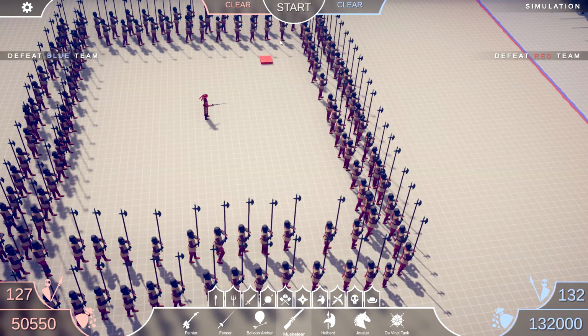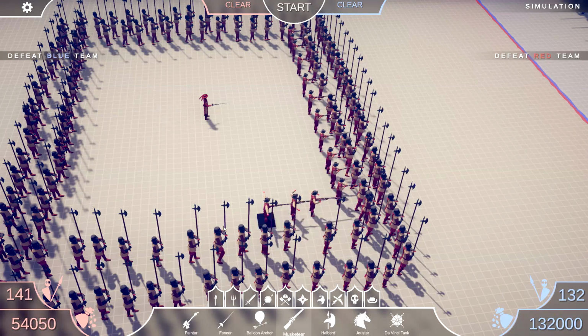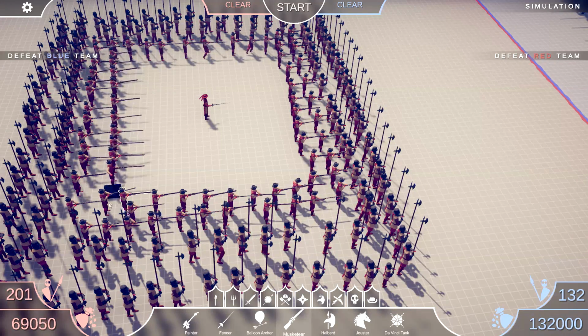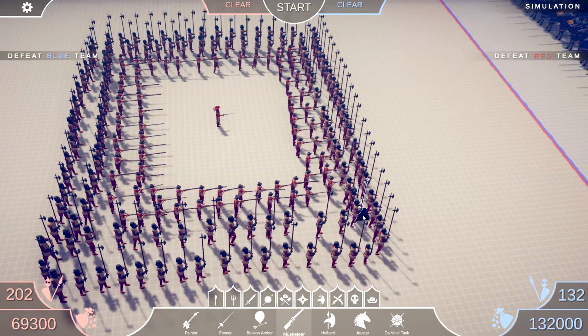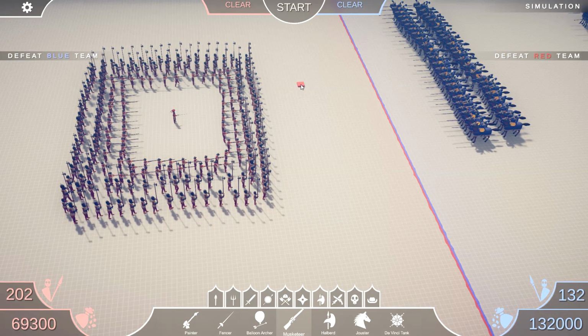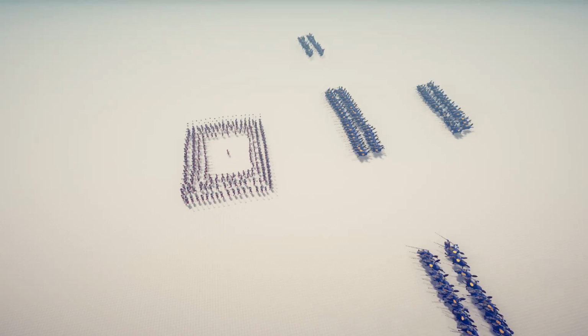And now we need the musketeers. Let's do 2 rows of you guys. Try to do it as fast as possible. And there we go, we've got 2 rows of muskets, 2 rows of pikemen. Maybe they might do a little bit better in this square formation against the cavalry. So let's see how they do.